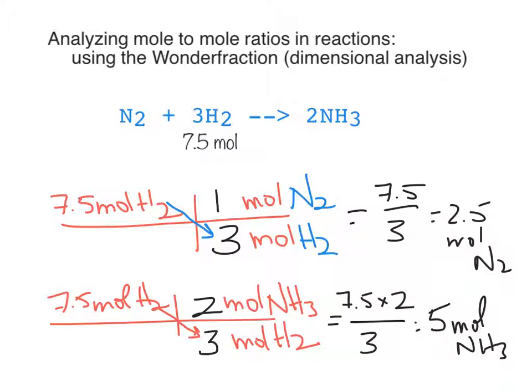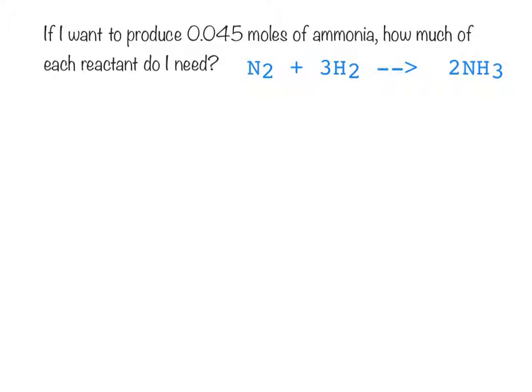All right? Last bit. This one is your turn. Let's see if you can do one of these problems basically from start to finish on your own. It's starting with the same exact reaction, nitrogen gas plus 3 hydrogen gases produce 2 ammonia molecules. If you want to produce 0.045 moles of ammonia, how much of each reactant do I need? So this is going to be a 2-part problem. You need to do one for the first reactant and then do a second similar one for the second reactant. Don't try to do this all in one problem.